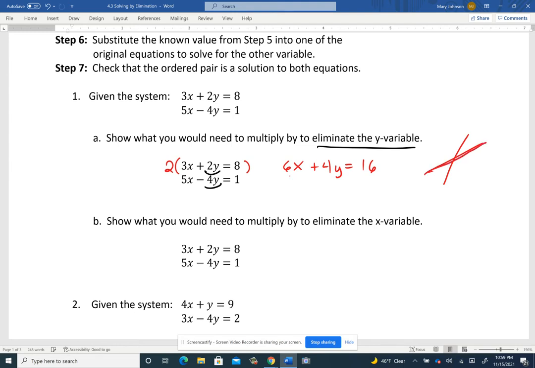Okay. Now I'm going to bring the other equation along. And you see how now these are opposite? So if I were to add at that point, I would get 11x equals 17. Now, we're really not trying to solve these, but I just want you to kind of see the idea that we're getting at.